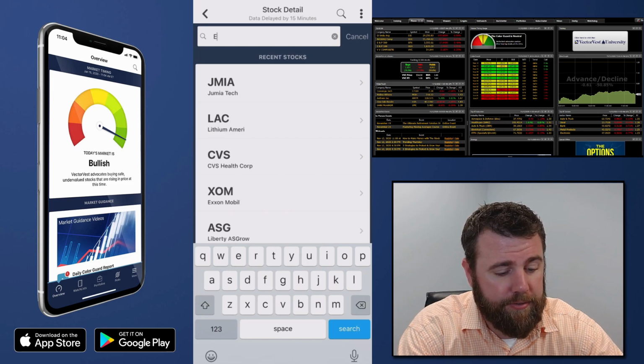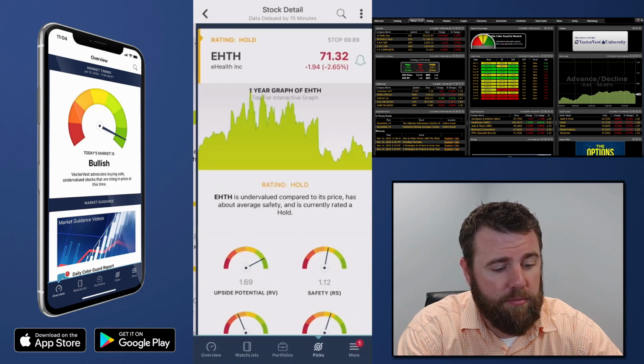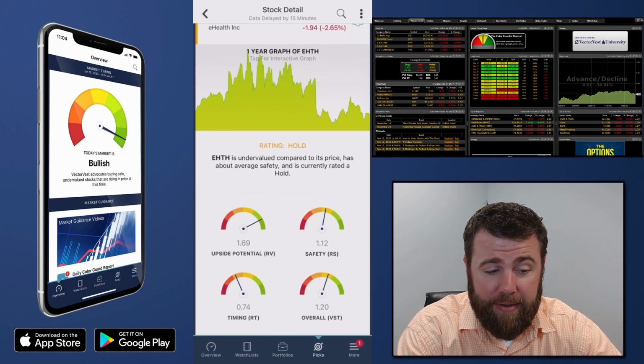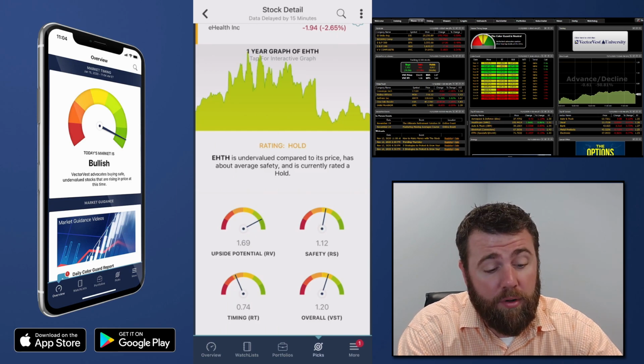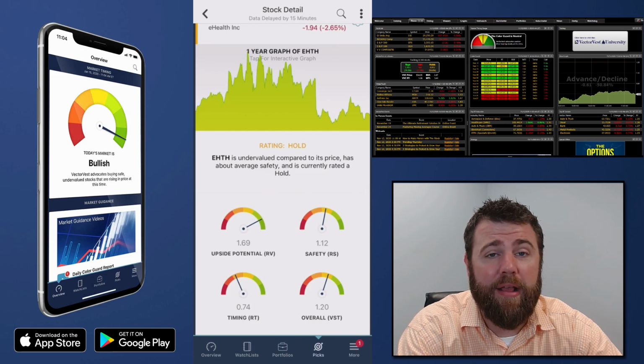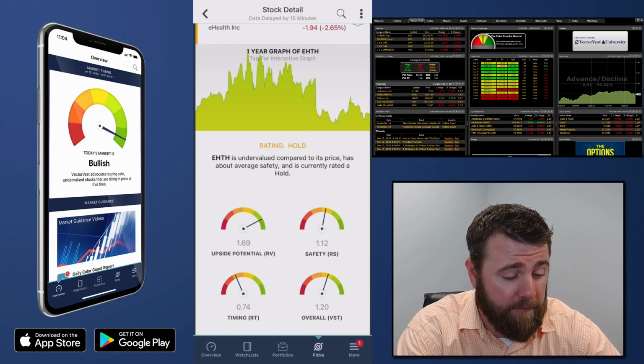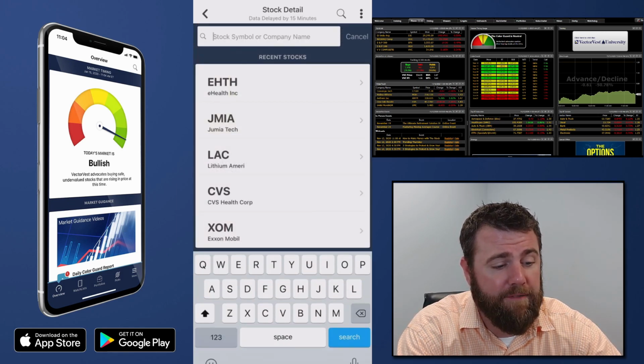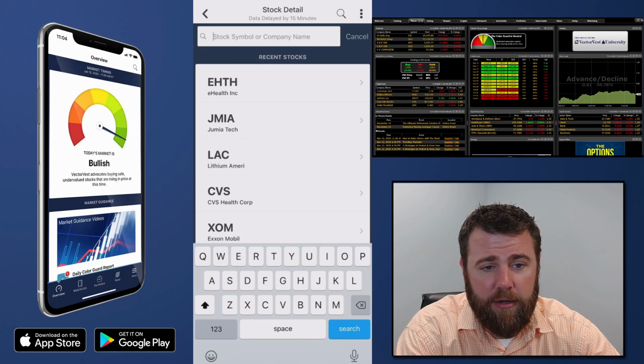EHTH. There we go. EHTH, great long-term potential, less risk associated with the stock, but timing not there. So once you own the stock, once again, timing is the most important aspect you need to be aware of. Overall, the stock's favorable, but we need to wait for timing to pick back up before we get in.